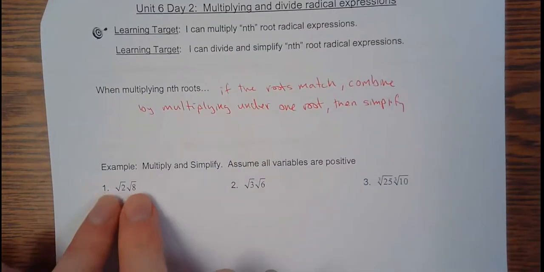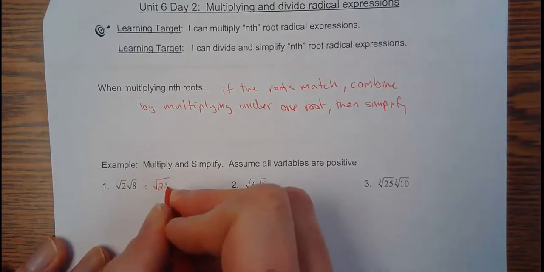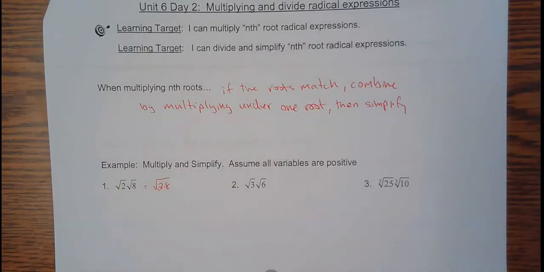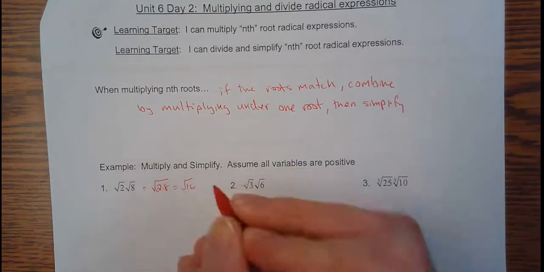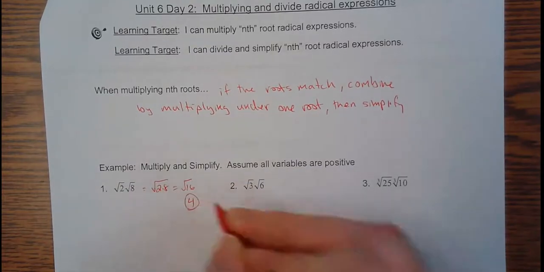So basically what we're doing here, if we have radical 2 times radical 8, that's the same thing as radical 2 times 8, which is the same thing as radical 16. It would be helpful in this case to go ahead and put radical 16, because that's a square root. I can take the square root of 16, and I get 4, and that's my answer.